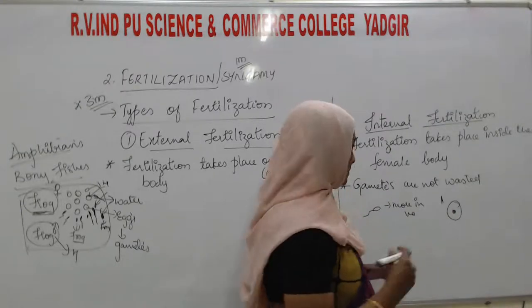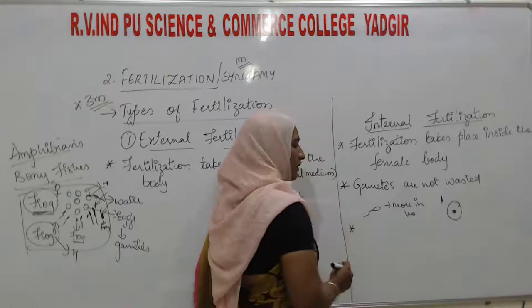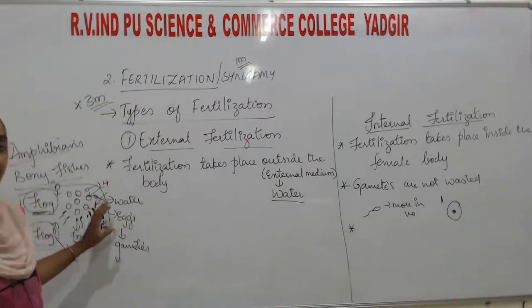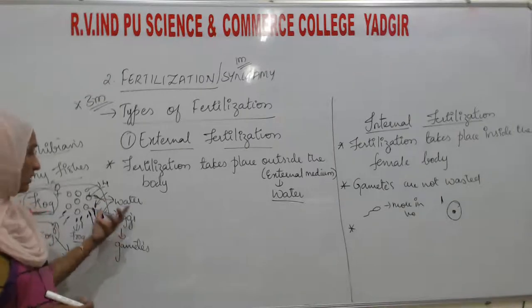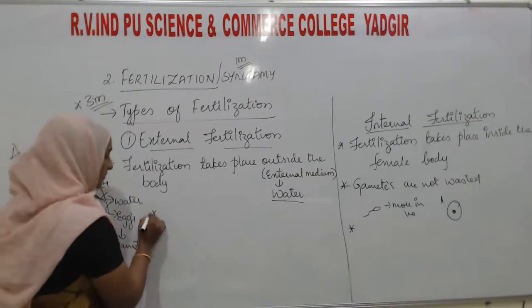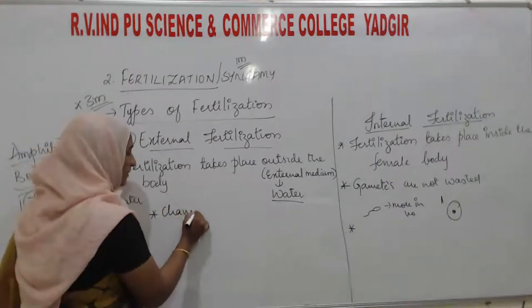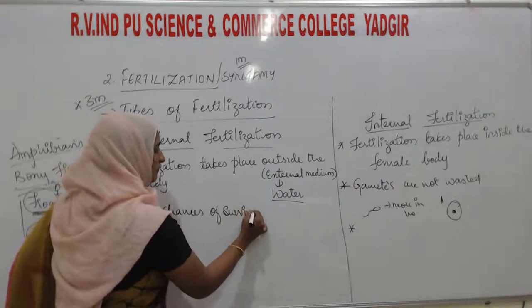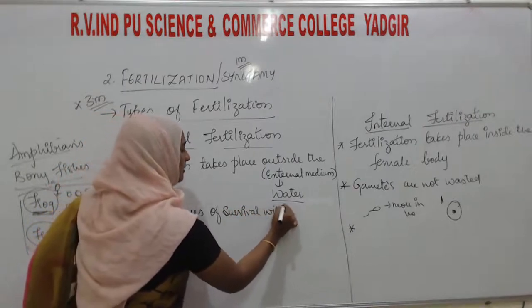This is one thing. Second thing here, chances of survival. As I told, the predators will eat the small frog or some fishes. So in that condition, chances of survival will be less.